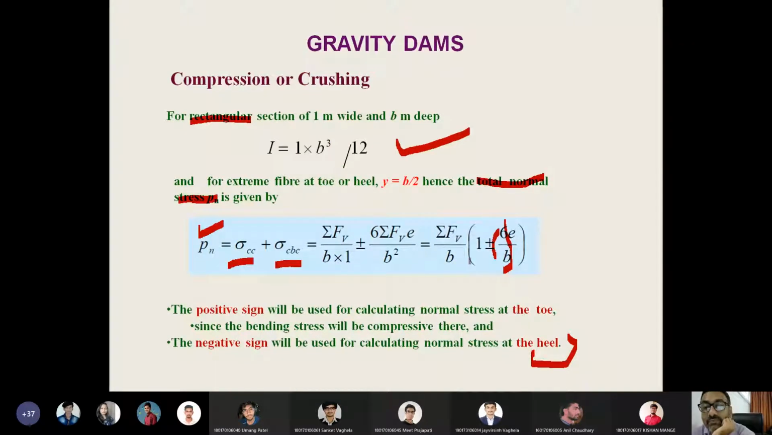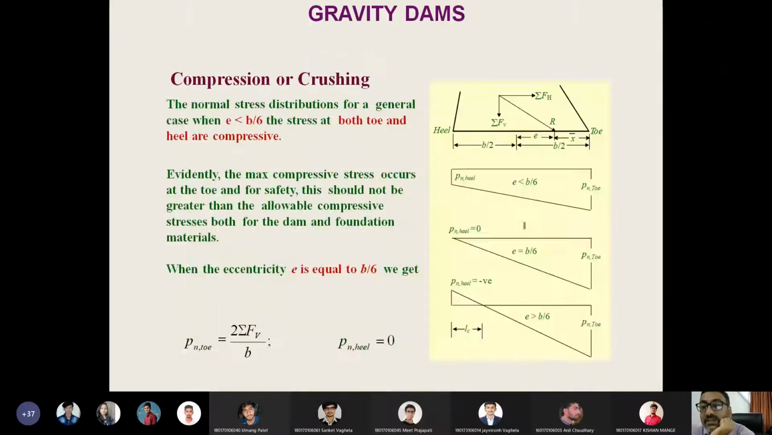Sigma FV by B (1 ± 6e by B) is used here to calculate the stresses. These are the normal stress diagrams, condition 1 and condition 2. What are the conditions? Condition one is when the value of e is less than B by 6, the second is when e is exactly B by 6, and the third is when e is greater than B by 6. Three conditions.